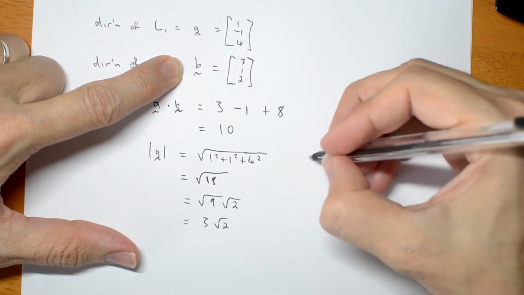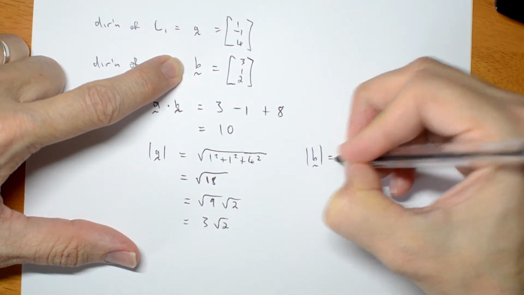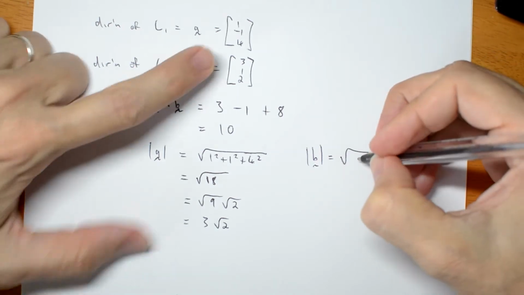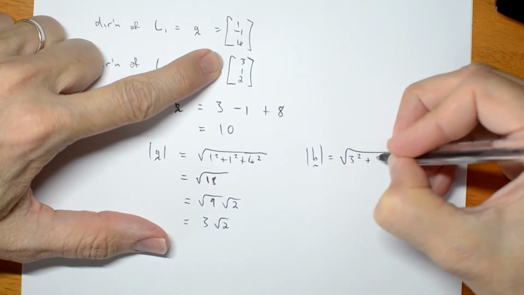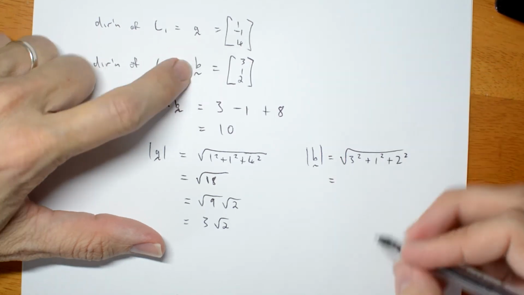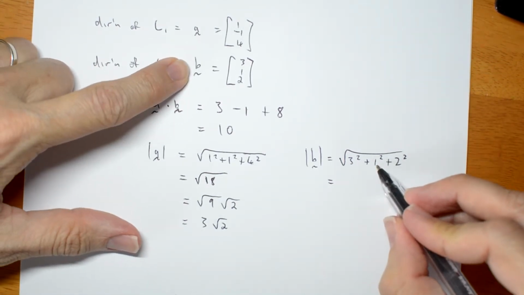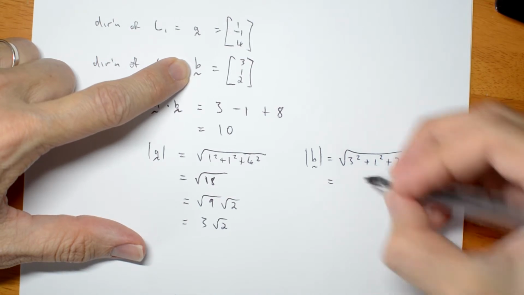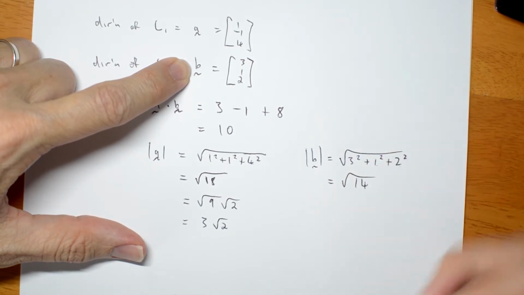And the length of B is the square root of 3 squared plus 1 squared plus 2 squared. That is 9 plus 1 is 10 plus 4 is 14. And that's 2 times 7, so I can't simplify. Okay.